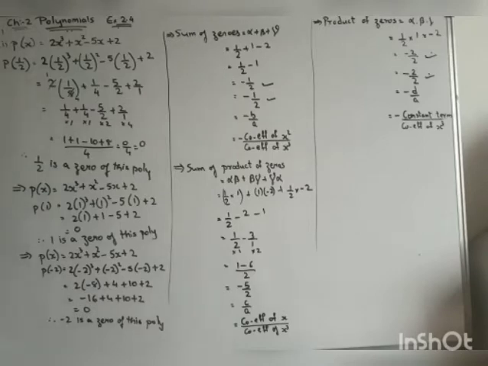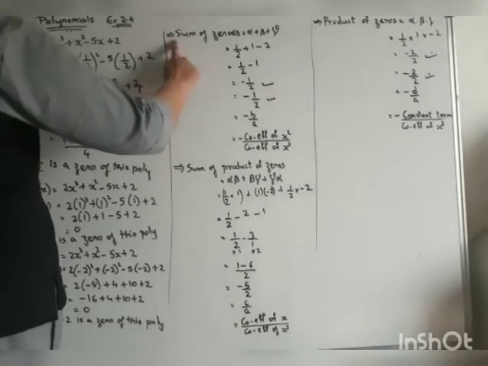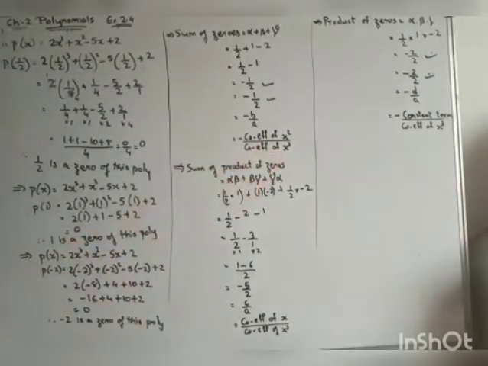Further in this question, we have to verify the relationship between zeros and coefficients. Zeros and coefficients means we have to start with zeros and end with coefficients. As we know that 1 by 2, 1 and minus 2 are the zeros, these zeros we will consider to be alpha, beta and gamma. If 2 zeros are there, then we consider alpha and beta. If 3 zeros are there, then alpha, beta and gamma. So here alpha is 1 by 2, beta is 1 and gamma is minus 2.